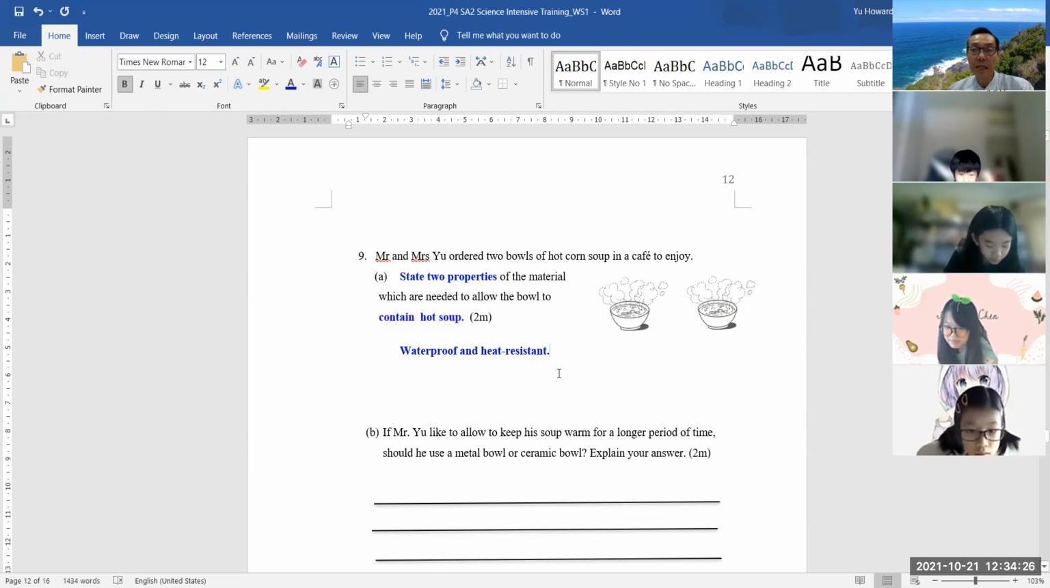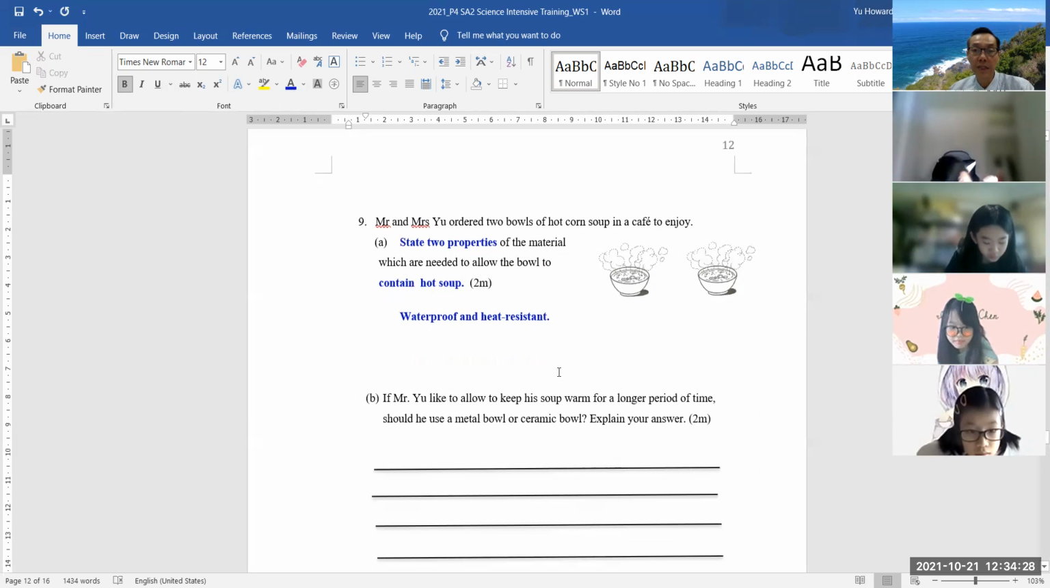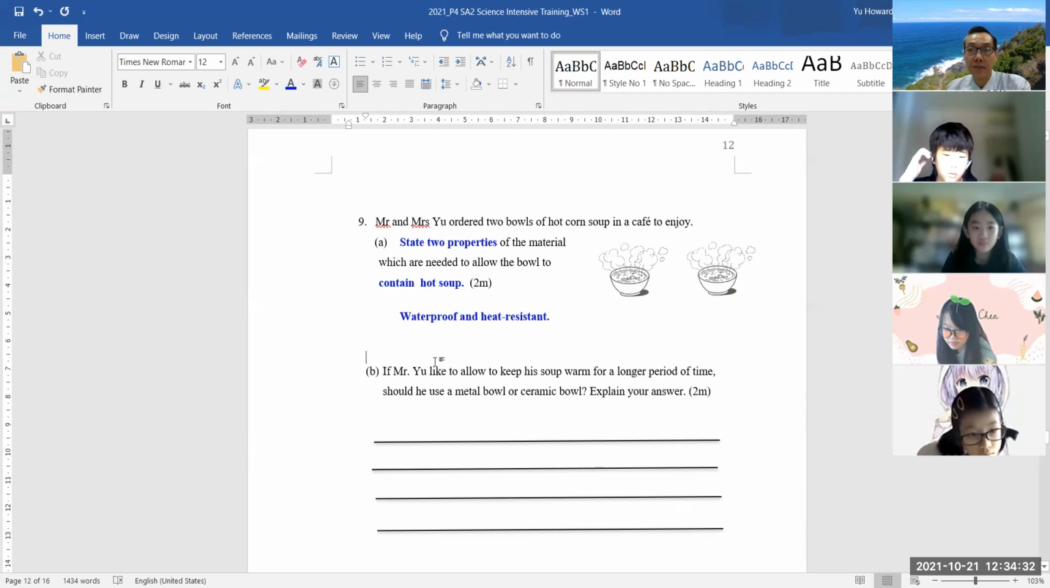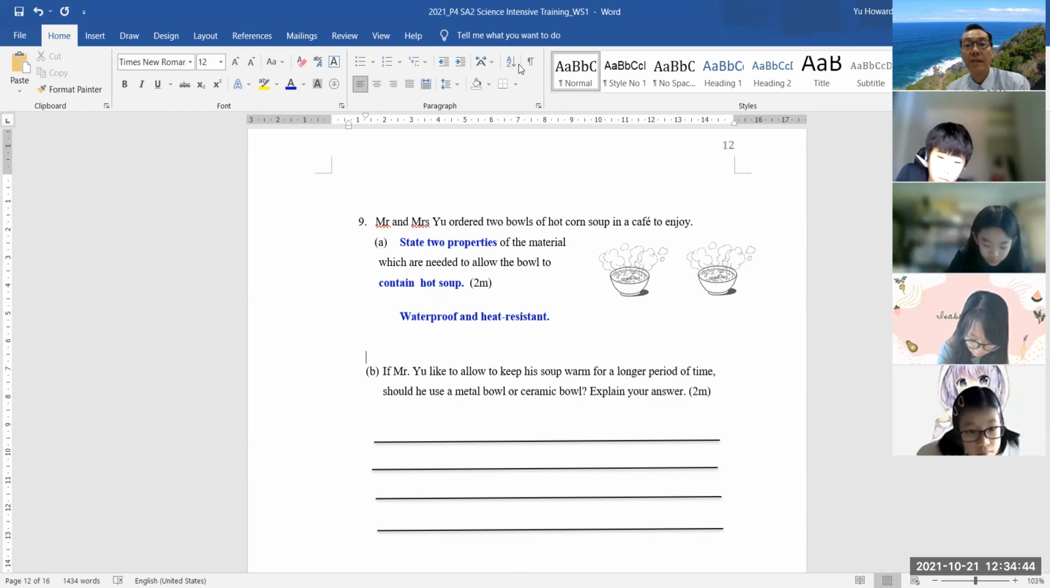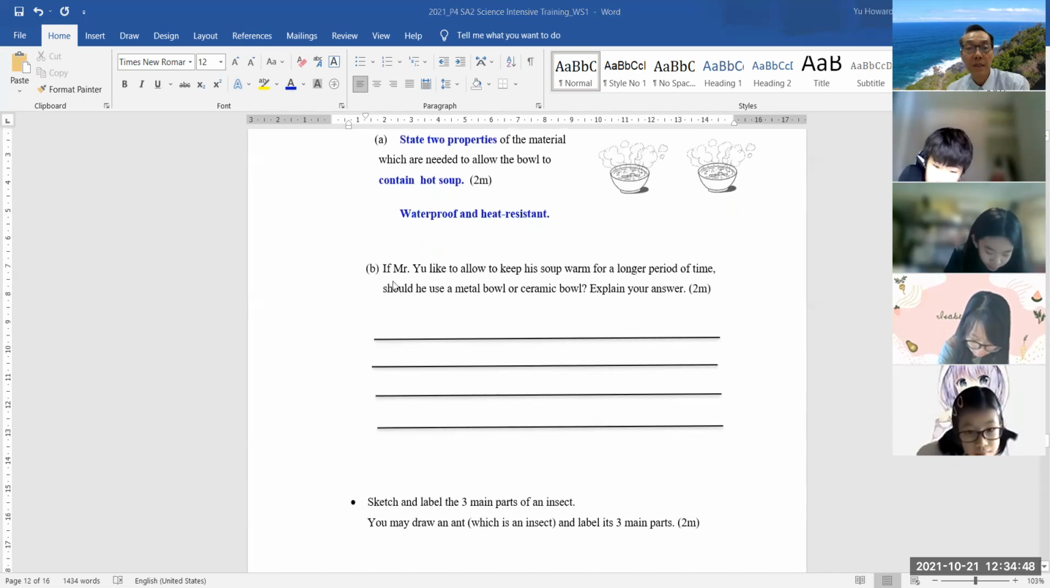Do you know that some materials are not heat resistant, they can melt? Like plastic. Some types of plastic cannot be microwaved. Let me see. Okay, no questions. You take note. Can you put an asterisk in part B?